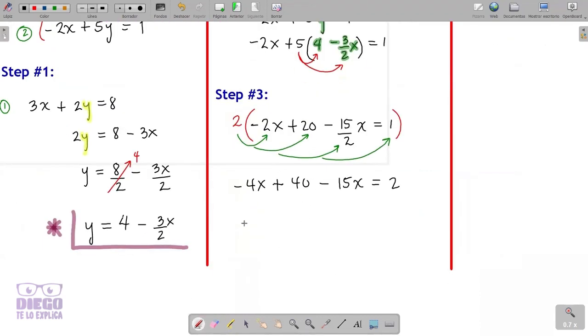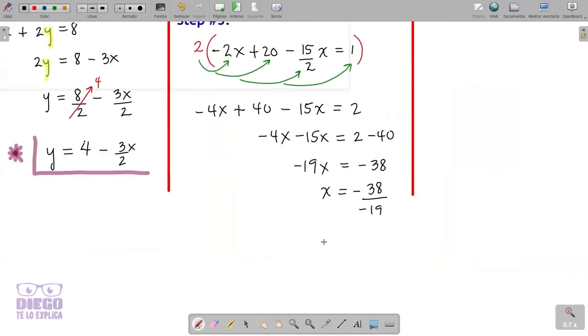Now we have a simple first order equation where we have to group all the variables. Minus 4x minus 15x. On the other side, the 2, and the 40 goes negative. Minus 4 minus 15 is minus 19x. 2 minus 40 is minus 38. Isolating x, minus 38 divided by minus 19, we know that our x value will be positive. So 38 divided by 19, positive 2. And this is the x value. This is the first value, 2.